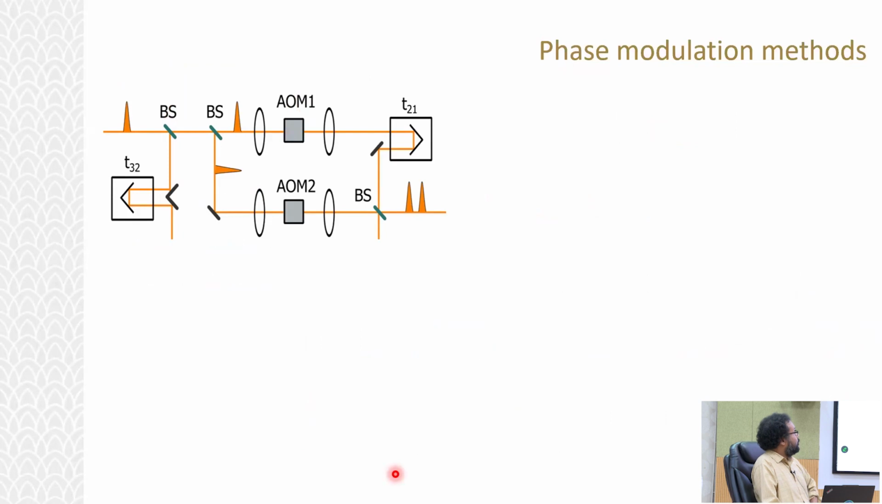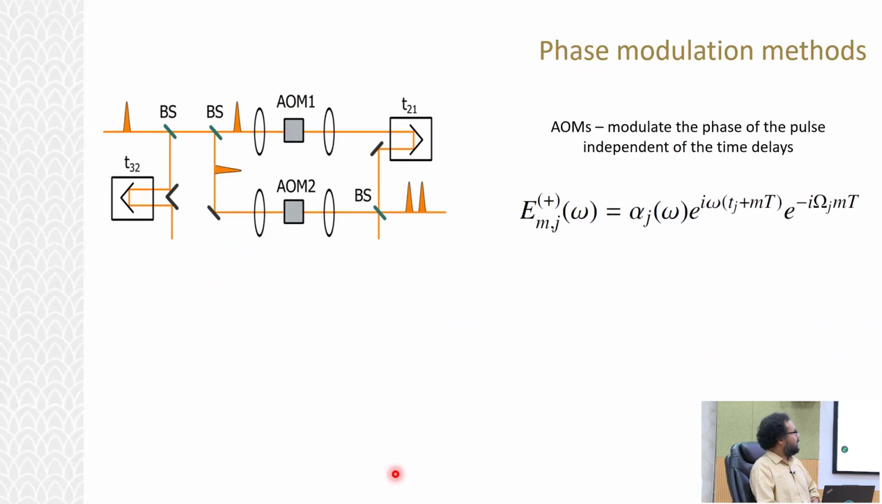As I said, there are two acousto-optic modulators. What are these acousto-optic modulators doing? They are modulating the phase of the pulses independent of the time delays. So they're adding a phase which is time oscillating, like this, with capital omega j being the frequency of the oscillation. Usually acousto-optic modulators modulate at very high, we chose very high rep rate, about 40 megahertz or so. That is the frequency of the modulation of the phase of each of the modulators.